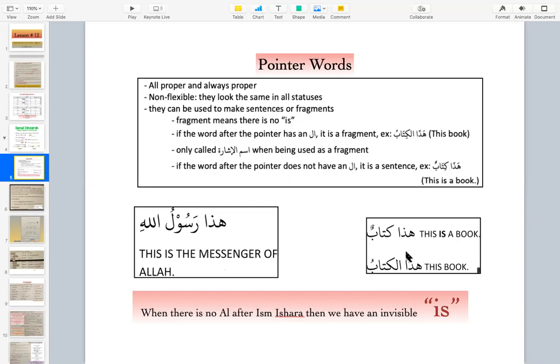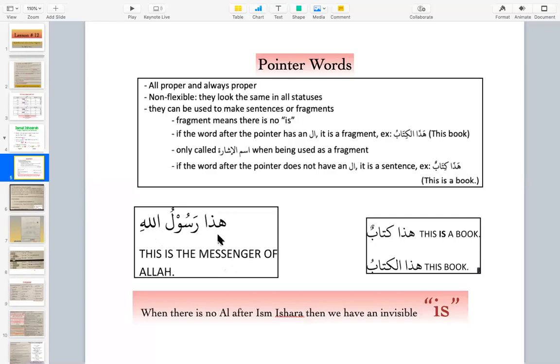Okay, now look over here. Again, hazal kitabu, this book. Haza kitabun, this is a book. Haza rasulullahi: now do you see an al after haza? There is no al, that means this is my sentence, and this haza I'm going to translate as this is. This is the messenger of Allah. And rasulullah, I see rasulullah, this is light, and the word Allah is jar, so this is my idafa fragment. I'm saying this is the Rasul of Allah. So this is my sentence.